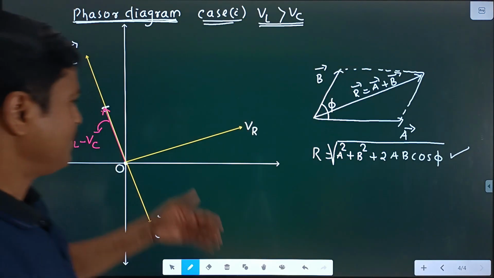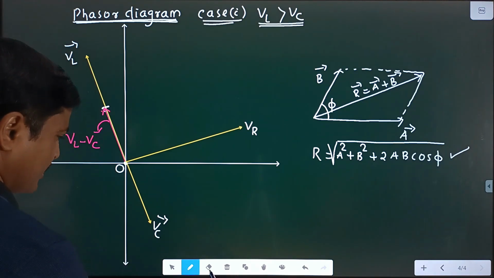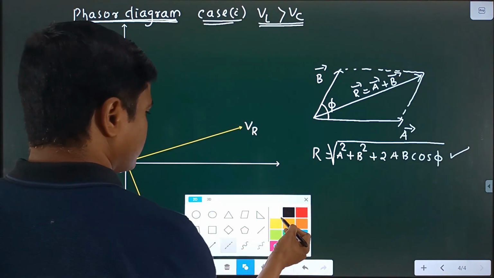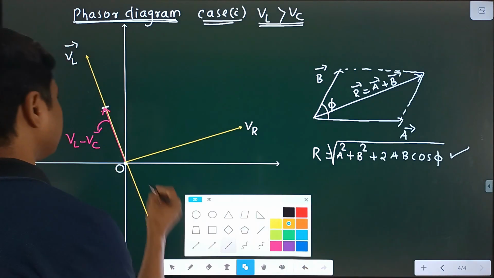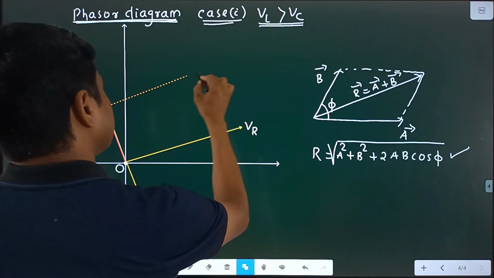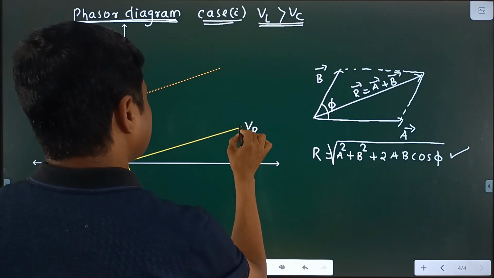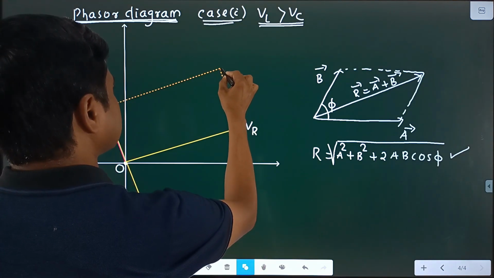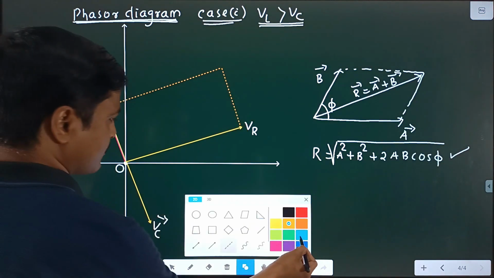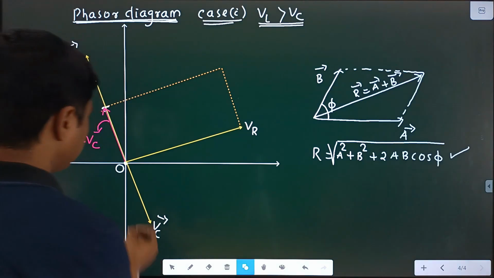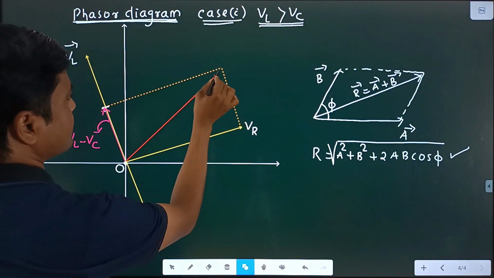Here also the same thing. We apply the parallelogram law of vector addition in this case. So first we draw a parallelogram just like this. This is parallel to VR, and with another line parallel to VL minus VC, this line. Clear? Then the resultant vector, this one is the resultant vector.